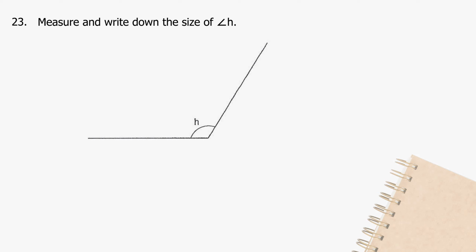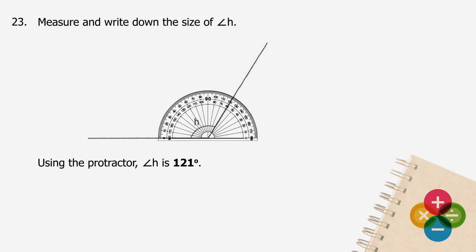Question 23. Measure and write down the size of angle H. Measuring angle H using the protractor, angle H is 121 degrees.